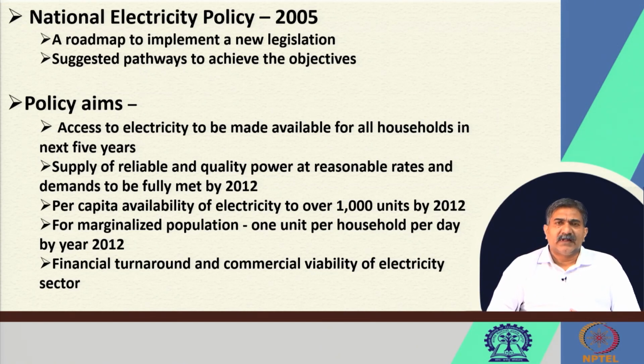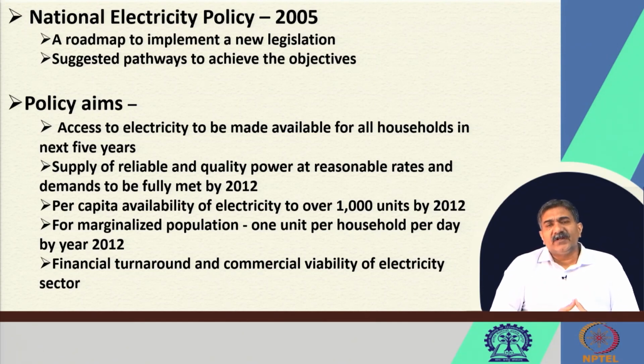And then it was also suggested that there be a reliable, quality supply of electricity. There shouldn't be any blackout. There shouldn't be any voltage fluctuation. Otherwise, that electricity is of no value for the consumer. It suggested a reliable and quality supply at a reasonable price, and this was to be met by 2012. That is what was suggested in 2005.